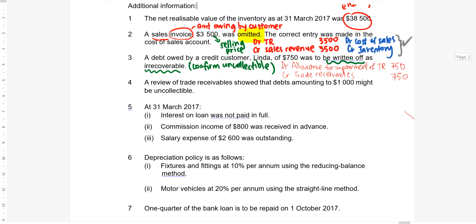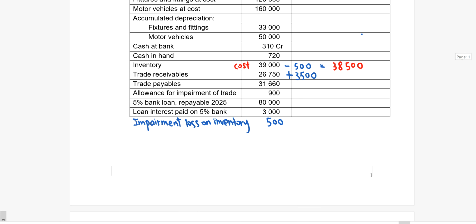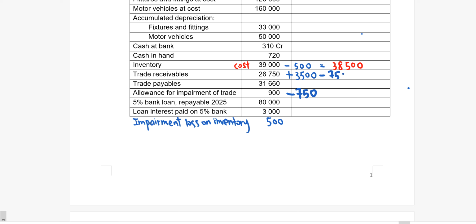Let's go up and do our adjustment. When we write off the allowance amount, the allowance amount actually goes down. So we should minus, how much is the amount that's written off? We should minus $750. And my trade receivables, I should minus $750 because these are the debts that are written off.